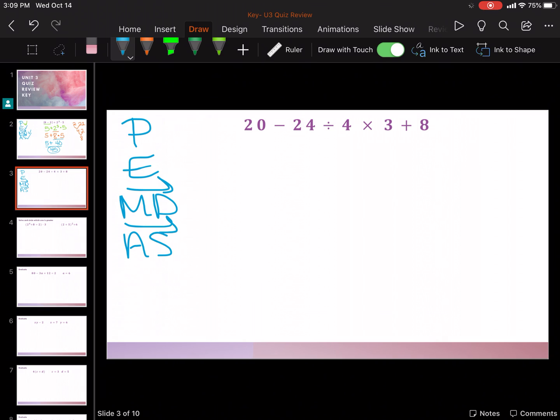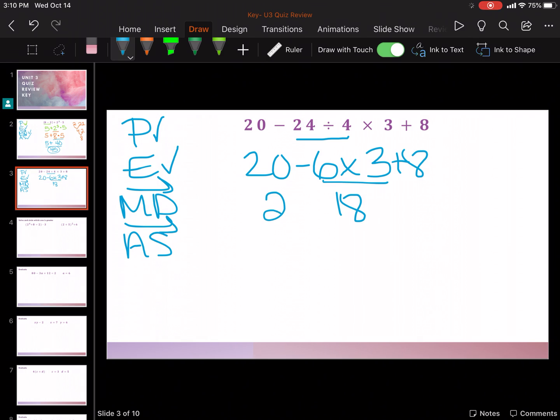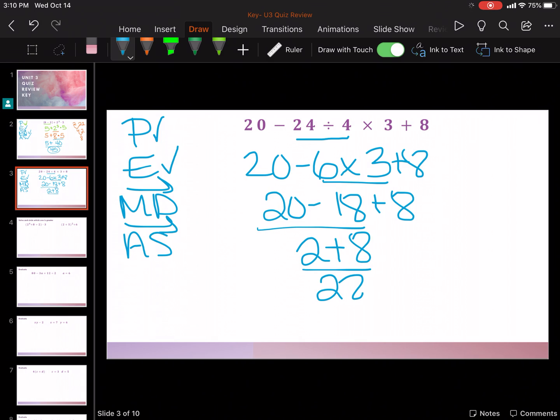Okay, so we don't have any parentheses, we don't have any exponents, so now we multiply, divide, left to right. You've got to start with the division, left to right. 24 divided by 4 is 6, bring it down. Okay, but then we've got to multiply next. 6 times 3 is 18, bring it down. Add, subtract, left to right. Even though subtraction is second in PEMDAS, it's left to right. So it's 2 plus 8, which is 28.